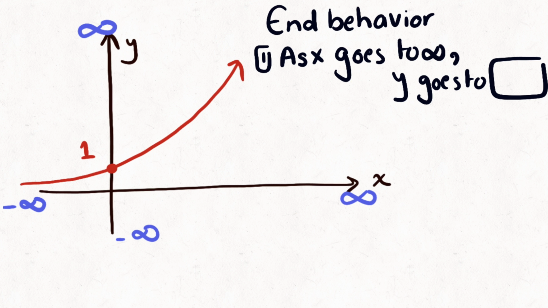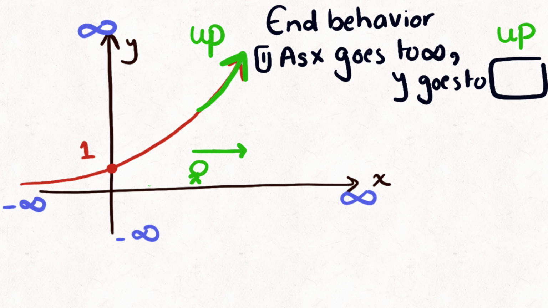Now the first end behavior: as x goes to infinity, y goes to... I want you to imagine yourself shrinking and becoming part of the graph and going towards infinity. This is as x goes to infinity. I want you to check the red graph. You will notice that it goes up, and up indicates infinity. This is the first end behavior.